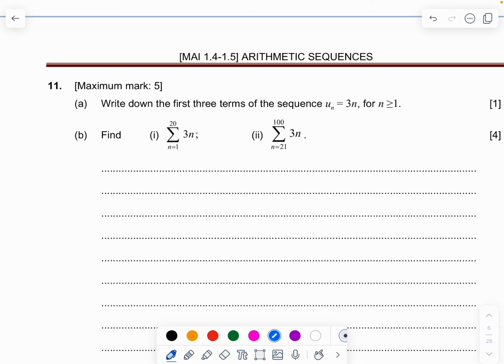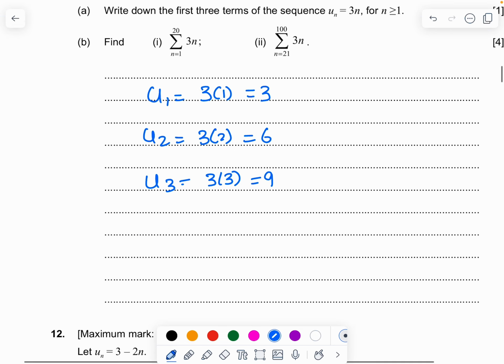Coming to question number 11, write down the first three terms of this one. So u1 equals 3 times 1, which is 3. u2 equals 3 times 2, which is 6. u3 equals 3 times 3, which is 9. Now part B, sigma n equals 1 to 20, 3n. Use the calculator, 1 to 20, and you should be getting 630.